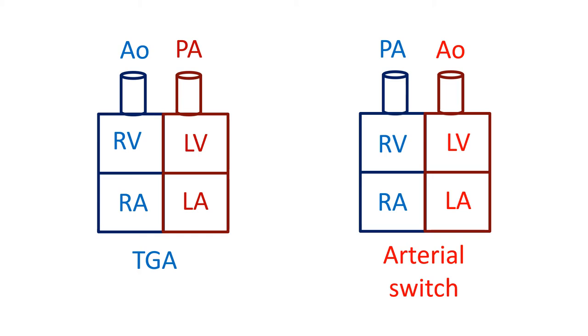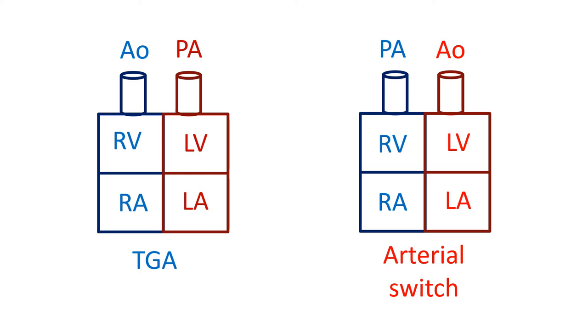In transposition of great arteries, oxygen poor blood returning from body reaches the right atrium and gets pumped into the aorta from the right ventricle. In atrial switch, blood returning to the right atrium is redirected to the left ventricle. Similarly, blood returning from the lungs to the left atrium after oxygenation is redirected to the right ventricle.